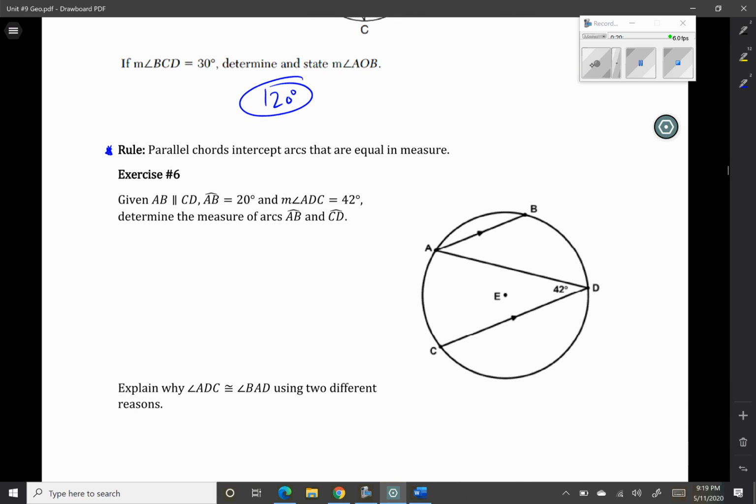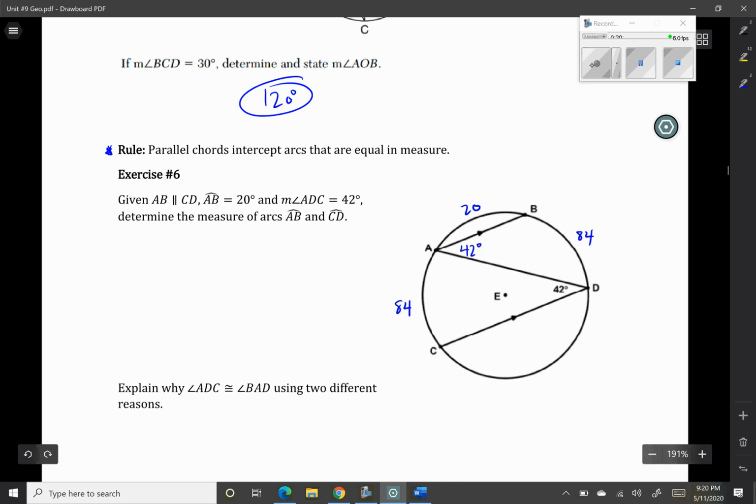It says in exercise 6, AB is parallel to CD. As soon as I see parallel, think alternate interior angles. I don't even have to read anything else anymore. I already know that if this angle is 42, this angle is 42. That is good enough to me. It then says arc AB is 20. So this arc up top is 20. And if this angle is 42, that means this arc is 84. If this angle is 42, that means this arc is also 84.